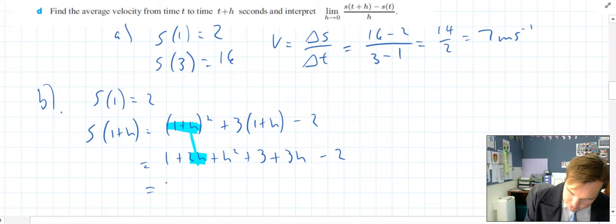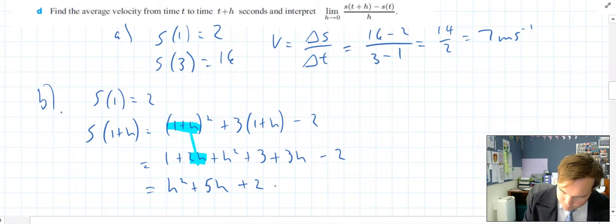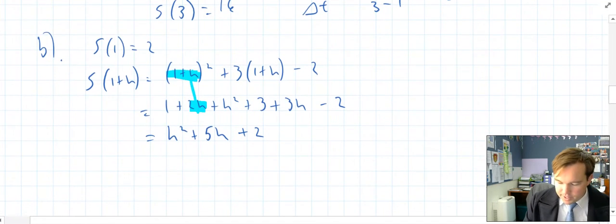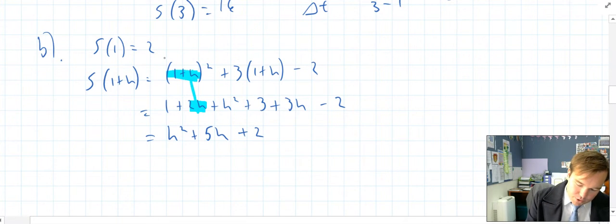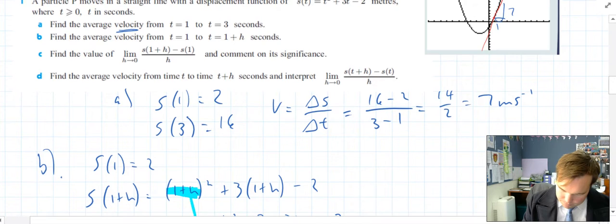Alright, then collecting like terms. H squared is the only one. Then we have plus 5h. And then constants, we have 4 minus 2 is positive 2. Alright, so the displacement in 1 plus h is that. Displacement after 1 is 2. Alright. Now, let's find the average velocity.